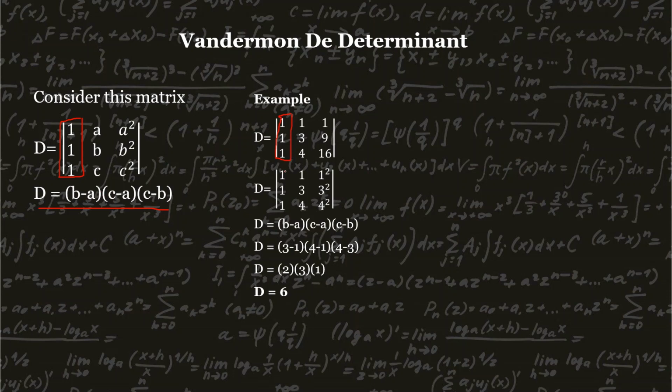B minus A, our B is 3, our A is 1. 3 minus 1. C minus A, our C is 4, our A is 1. That's 4 minus 1. C minus B, our C is 4, our B is 3. That's 4 minus 3. Multiply all of them together, 2 times 3 times 1, it gives us 6.